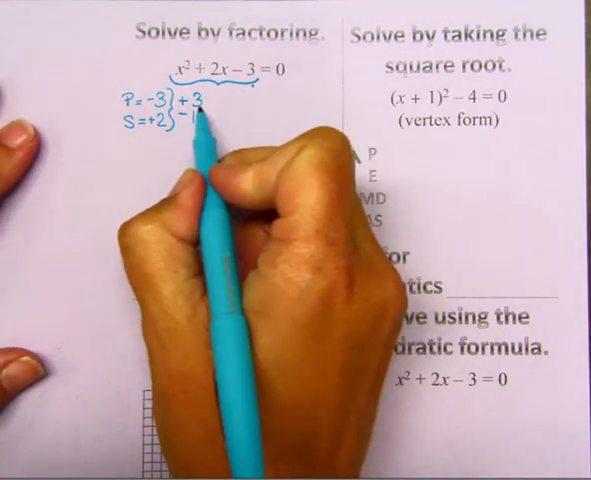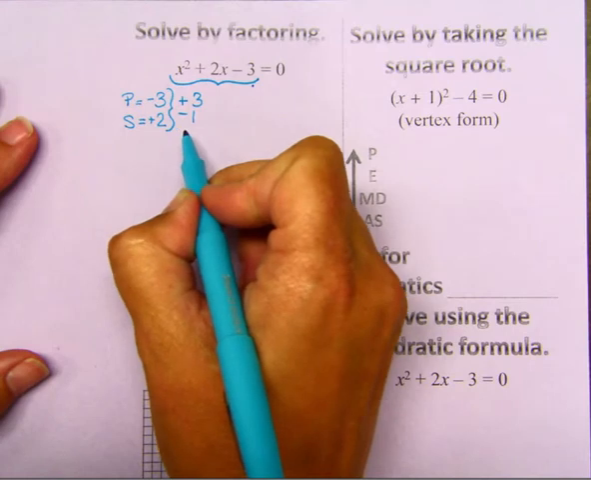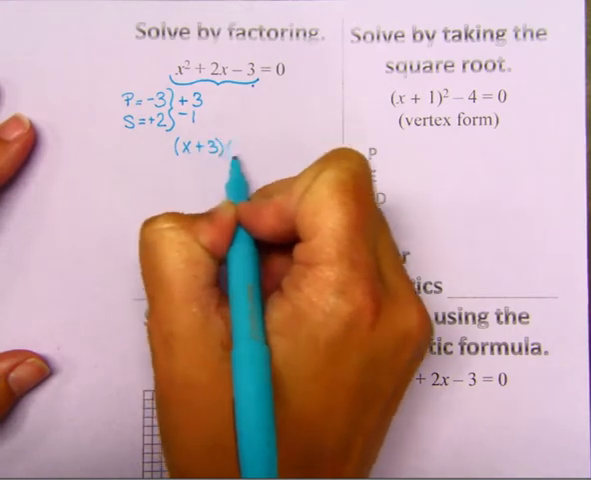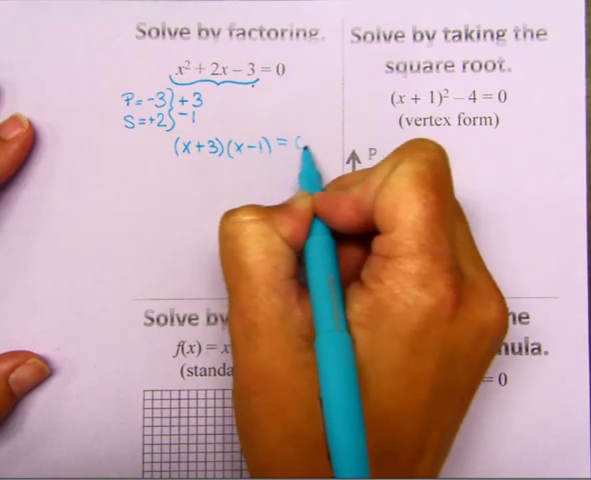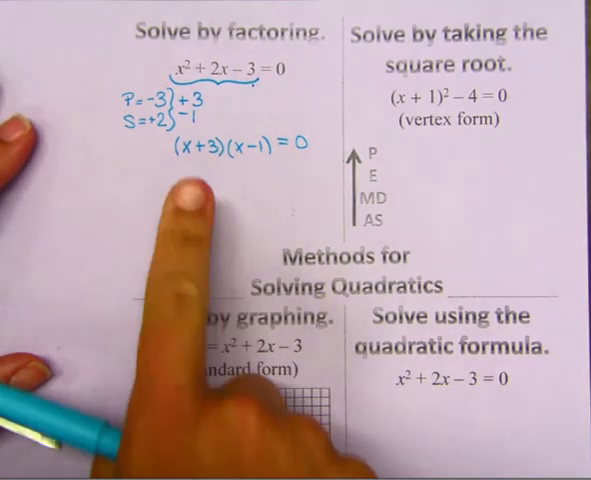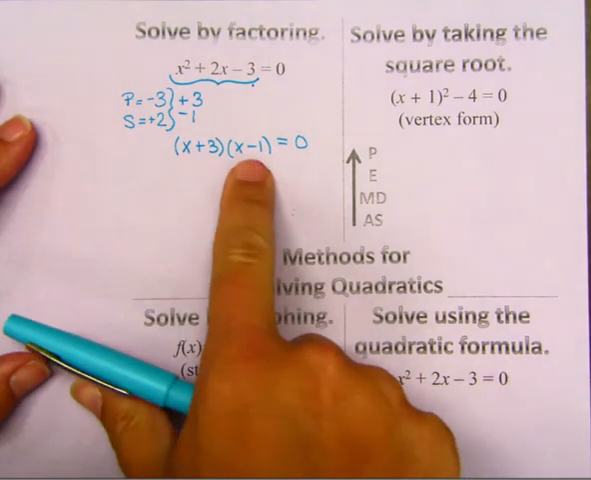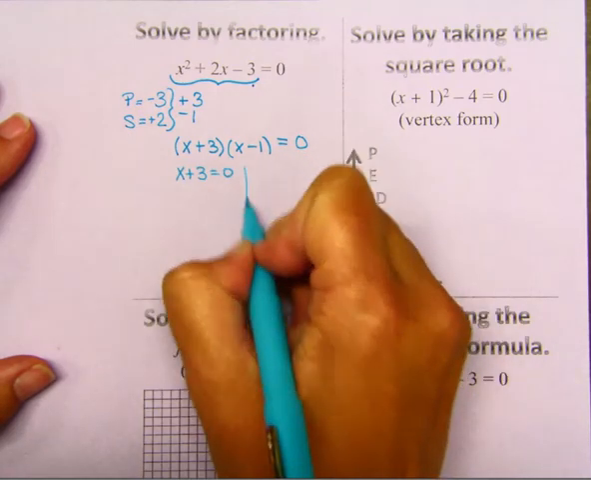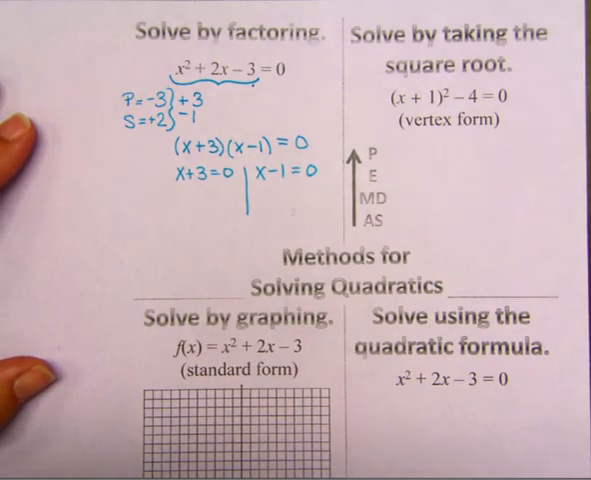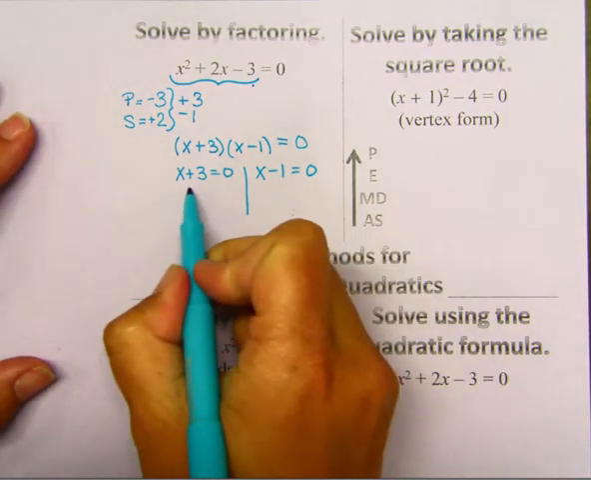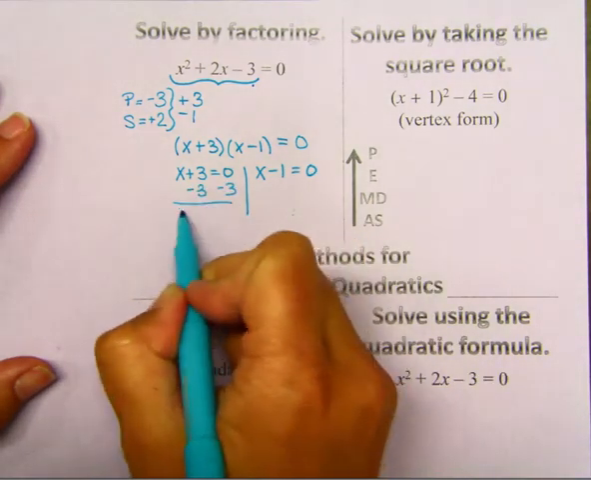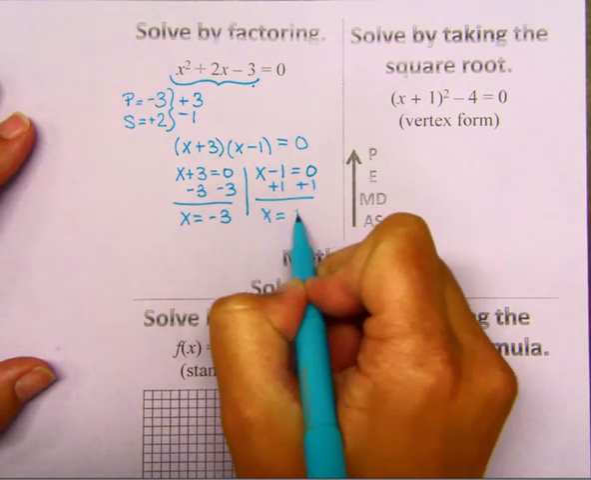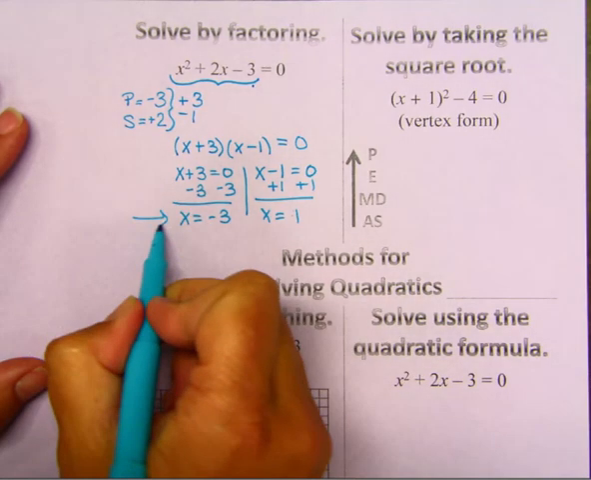All right, so now remember that those are our numbers that are going to end up in parentheses with our variable. So in parentheses, I'm going to have an x plus 3 and an x minus 1, and they're both equal to 0. So now at this point, all we have to do is take each piece, the x plus 3 and the x minus 1, and set them both equal to 0. So x plus 3 equals 0, and x minus 1 equals 0. And now we have these two little mini equations that we can solve. To solve here, I'll subtract 3 from both sides and get x is equal to negative 3. And over here, I'll add 1 to both sides and get x is equal to a positive 1. And those are my solutions.